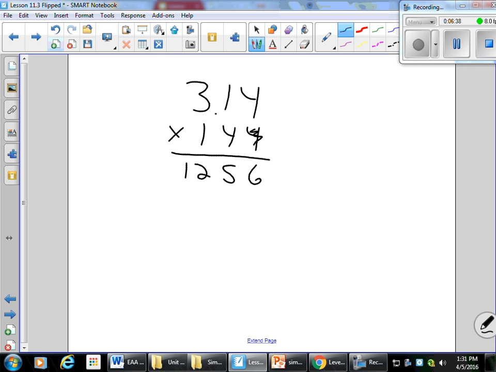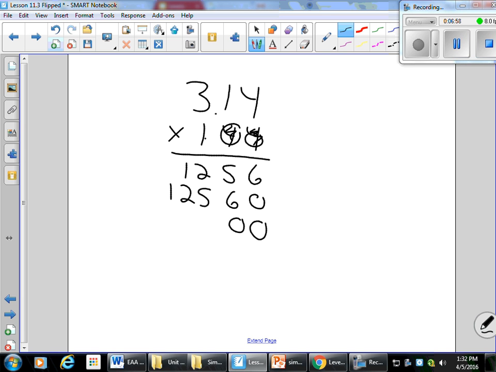Cross off the 4, place value holder. 4 times 4 is 16. 4 times 1 is 4, plus 1 is 5. 4 times 3 is 12. Now, this is where kids make a common mistake. I'll have to cross off another one. Since I have two numbers crossed off, I have two place value holders.